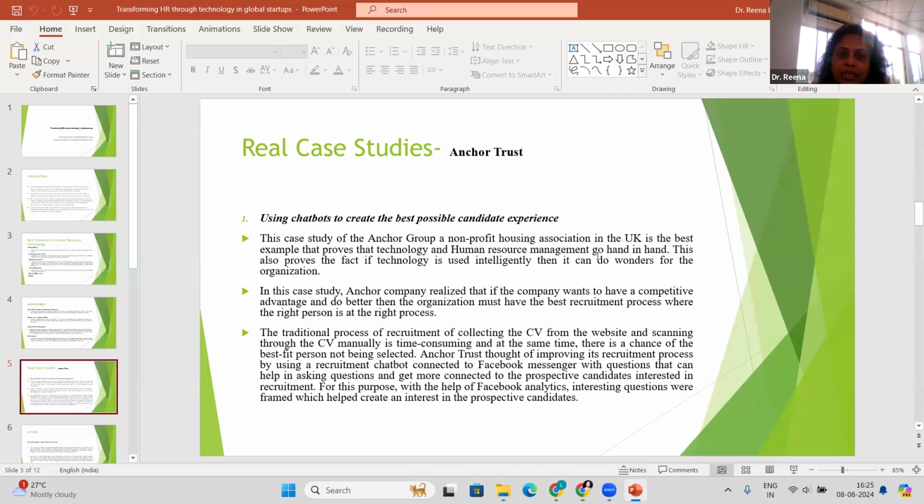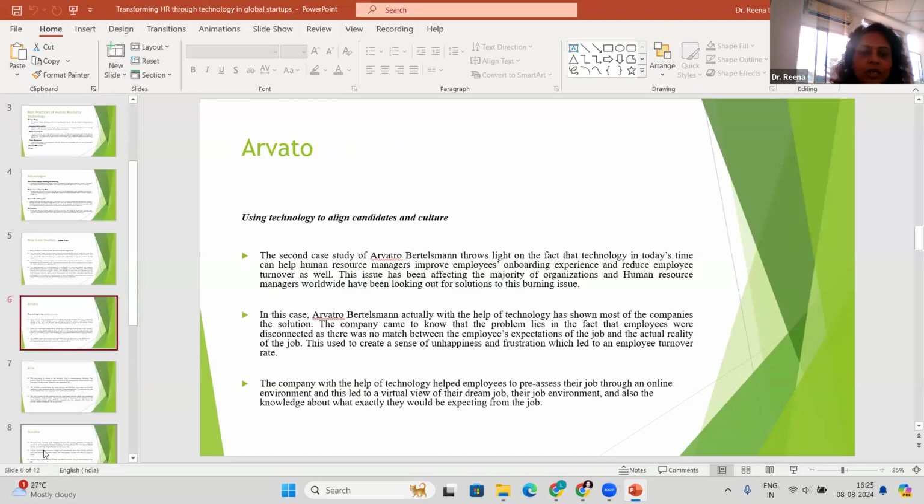So what they did is they started using chatbots. With the help of chatbots, CV collection was very easy, and screening the CVs, scheduling them for interviews, and selecting the right person for the right place became much easier. Then Arvato, where they have used technology to align candidates and culture. The second case study of Arvato throws light on the fact that technology in today's time can help human resource managers improve employees' onboarding experience, which helps a lot.